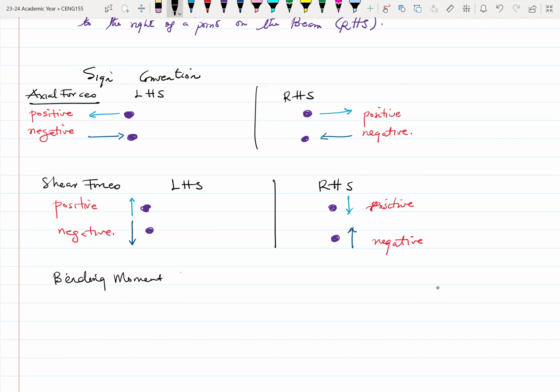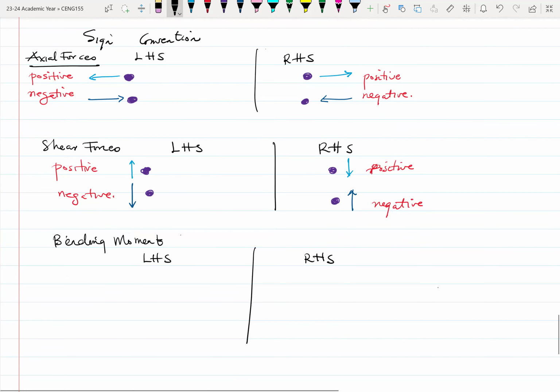So again, the left-hand side, and then the right-hand side. So let me just divide that into two. Okay. Again, the same points.